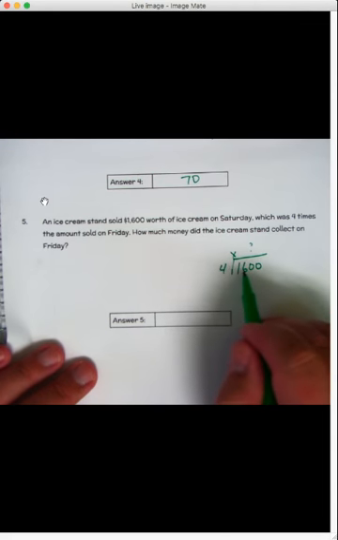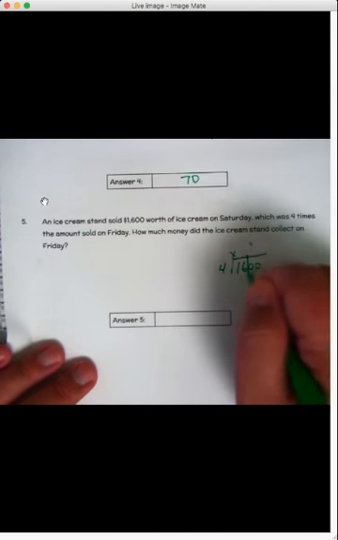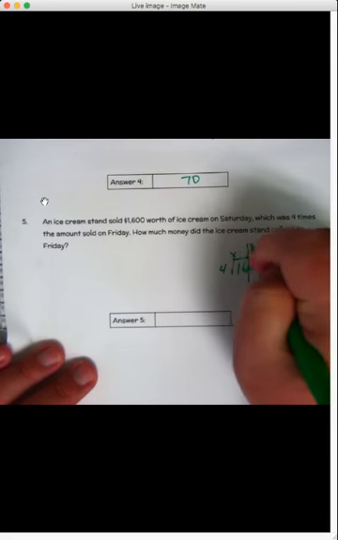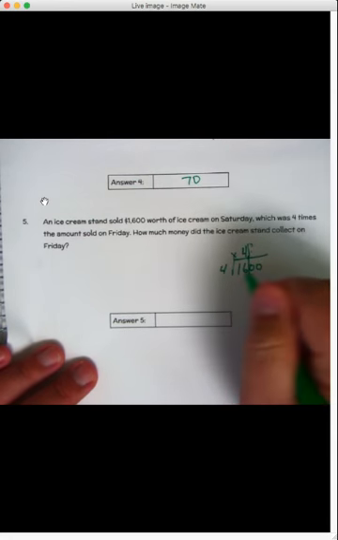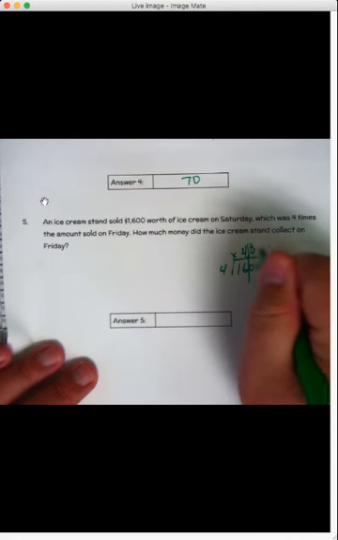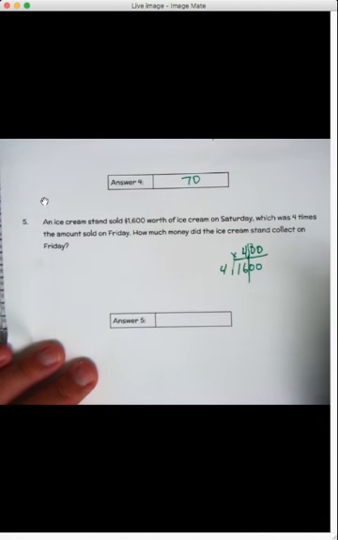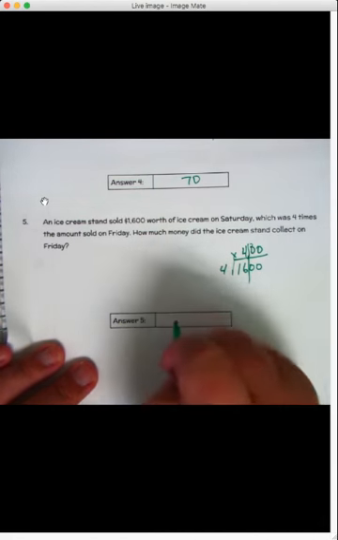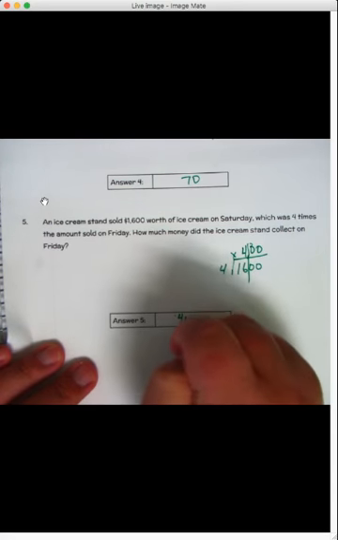I can't do 4 into 1, but I can do 4 into 16. And that gives me 4, because 4 times 4 is 16. And then I add my 2 zeros. So on Friday, they collected $400.